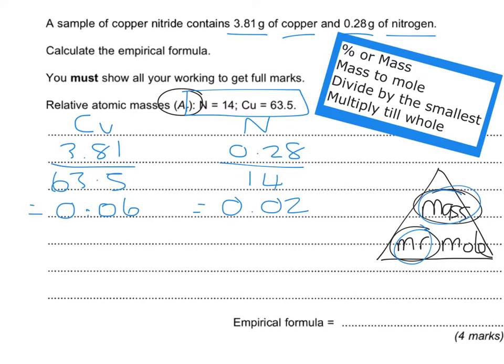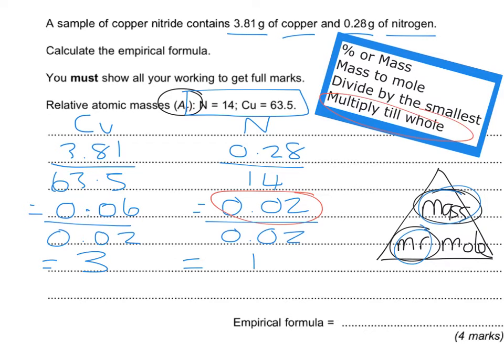Well, we can see the smallest number from this calculation is 0.02. So we're going to divide both sides by 0.02. Now, if you divide any number by itself, obviously that's going to come out as 1, and 0.06 divided by 0.02 comes out as 3. Now the last part of the rhyme, multiply till whole, doesn't actually apply in this case because we've already got two whole numbers. So the final part comes from writing down the final empirical formula as asked in the question.